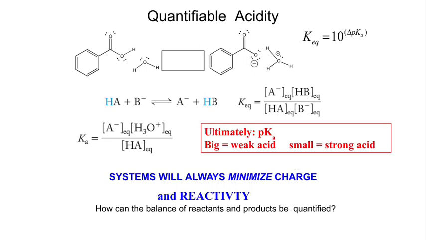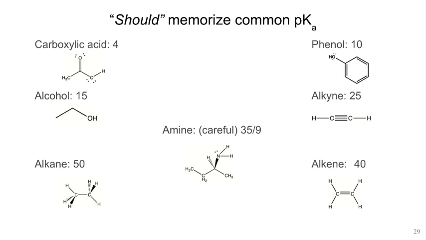Ultimately, it's looking at the reactivities. Small pKa means strong acid. Big pKa means weak acid. What does that mean? It can be useful to know the pKa's of your functional groups. So when you look at a carboxylic acid at 4 versus the alcohol at 15, the carboxylic acid is more acidic. It should act as the acid. The alcohol should act as the base. So if you have pKa's memorized, it can help. It's up to you.